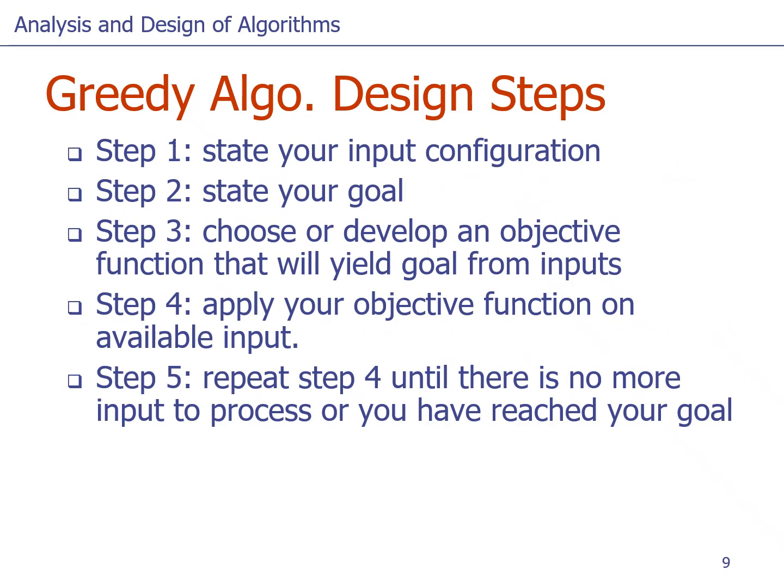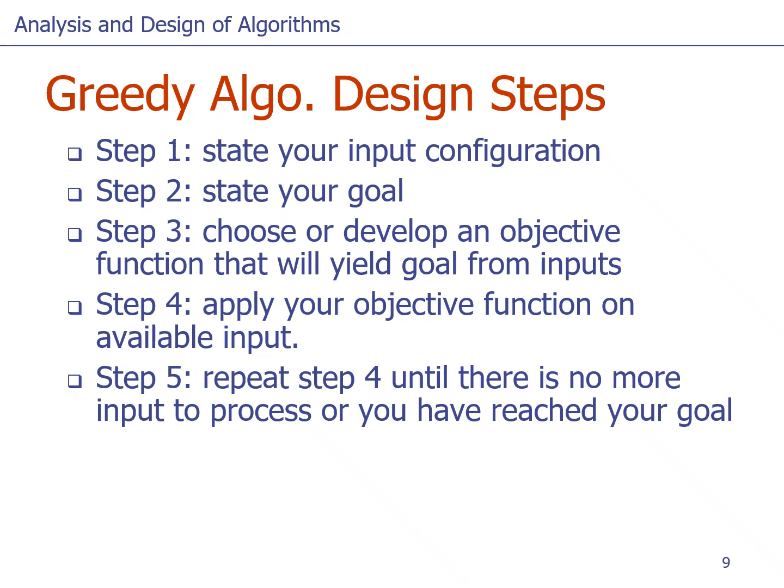So before we start seeing the examples, let's go over the steps. I've tried here to formulate it in terms of steps. So whenever you get a question like design a greedy algorithm to so and so, you should be able to do that in a systematic way. Step number 1, state your input configuration. Okay, what is your input? Step number 2, state your goal. What are you trying to achieve? Okay, based on your goal, you will develop an objective function. Okay, and then step number 4 and 5 are trivial. You apply your objective function on the available input configuration, and step number 5, you keep doing step number 4 until you're done.